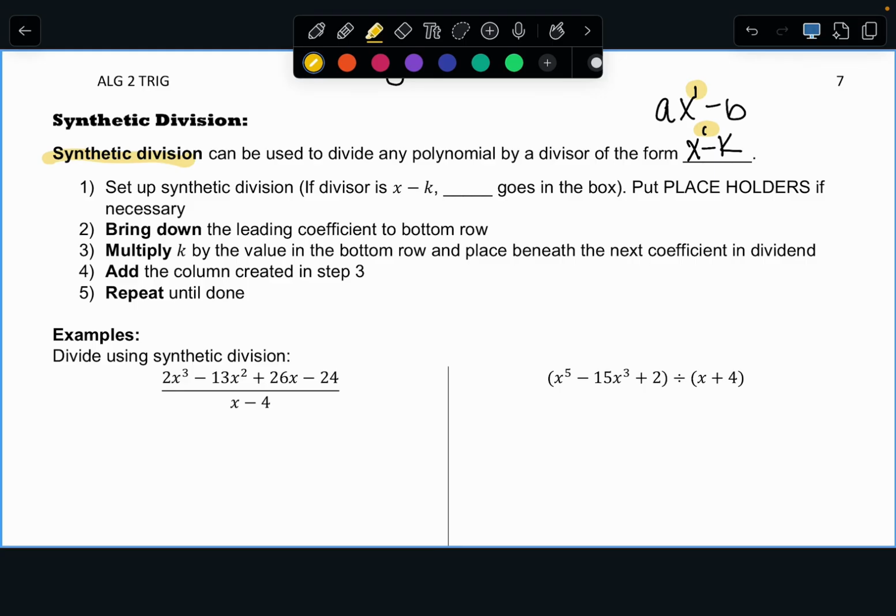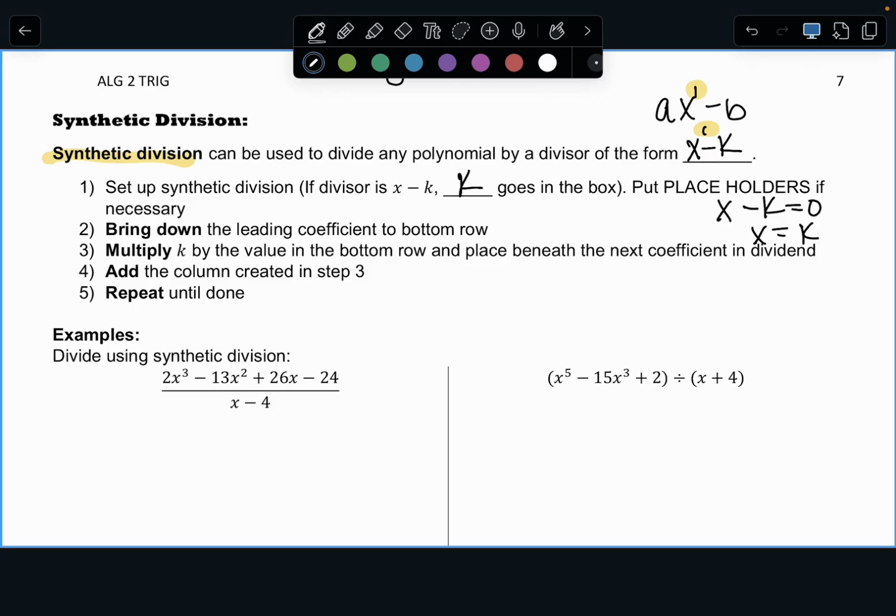And here's how you do it. You take your divisor and you solve for x. You set it equal to 0 and you solve for x. So if we set this, x minus k, equal to 0, what would x equal? Positive k, yeah. That number is what you're going to stick in the box. And we'll talk about the actual setup of this in a second. But you got to find this number first. What does x equal when you set your divisor equal to 0?